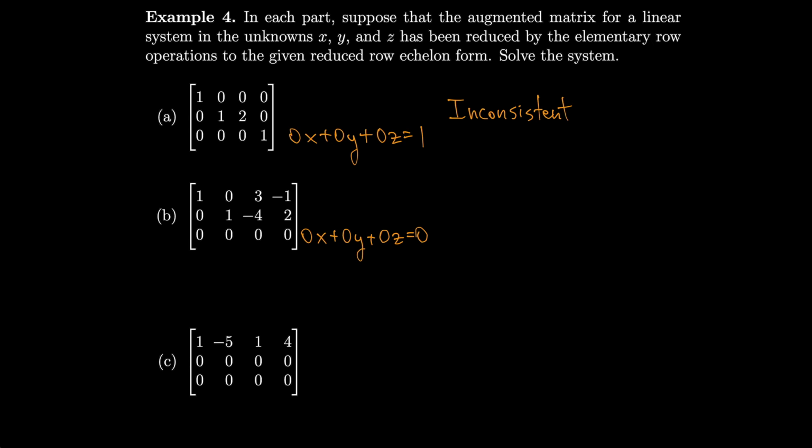We also on the top though have x plus 3z equals -1. For our second equation, we have 0x plus 1y minus 4z equals 2. So notice in the bottom equation, we don't really have any kind of contribution here. So let's just solve these two.